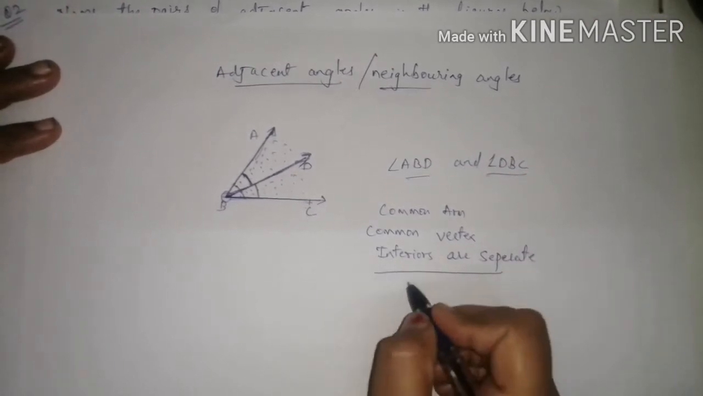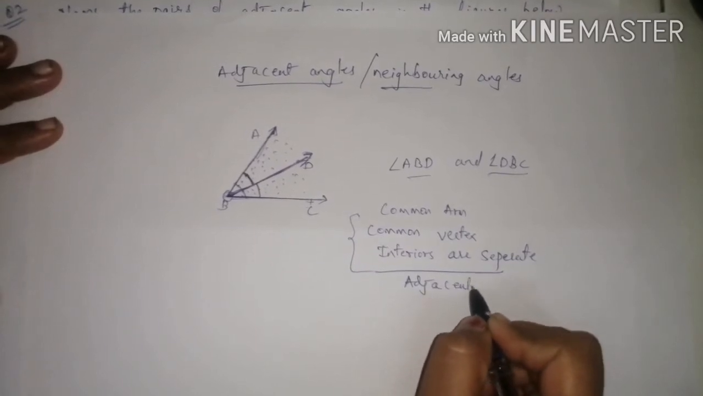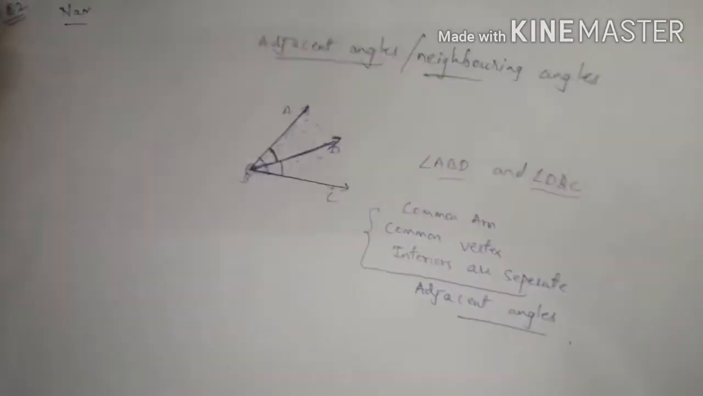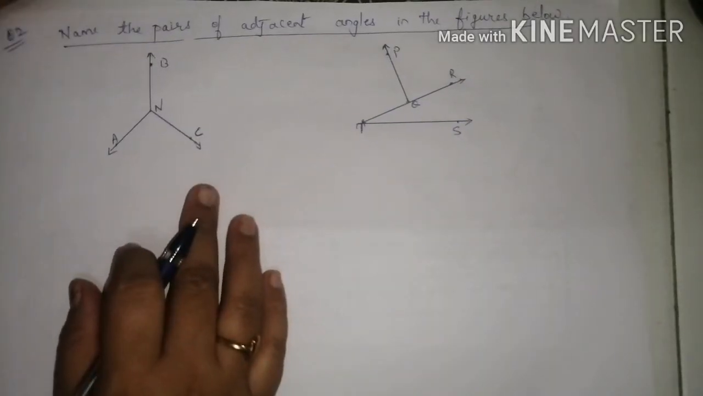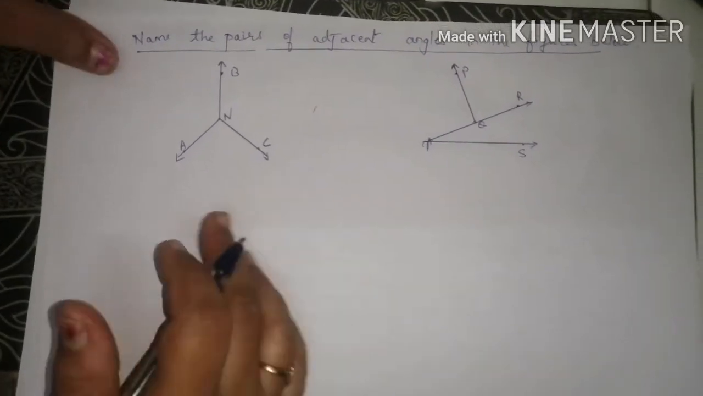Then they are called adjacent angles. If these three are the conditions, then they are called adjacent angles. So let us find out in this sum, question number 2, which are the adjacent angles.